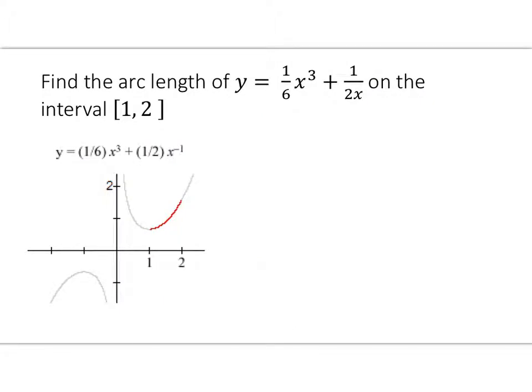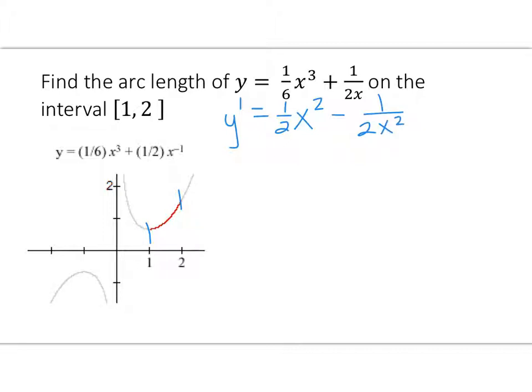So here we want to find the arc length of the curve y equals 1/6 x to the third plus 1 over 2x on the interval 1 to 2. So here's our sketch. Here's where we're looking. That's the little region we want. So the first thing we need to figure out is what is y prime. So y prime is going to be 1/2 x squared minus 1 over 2x squared.